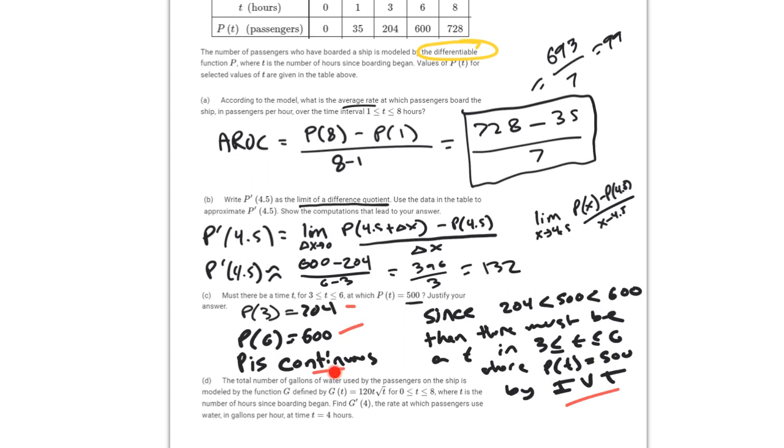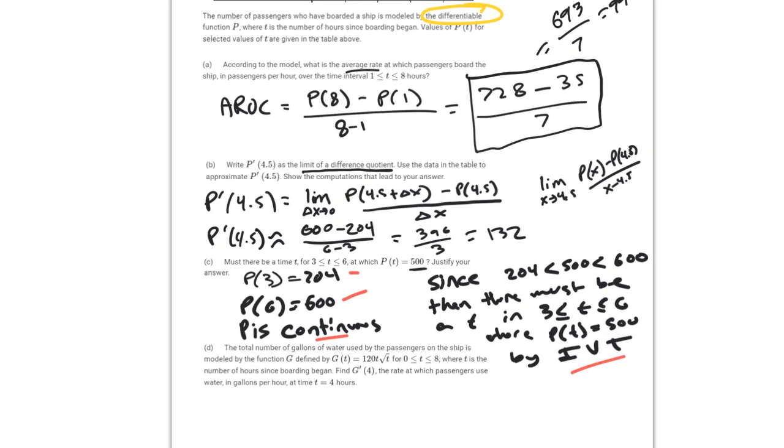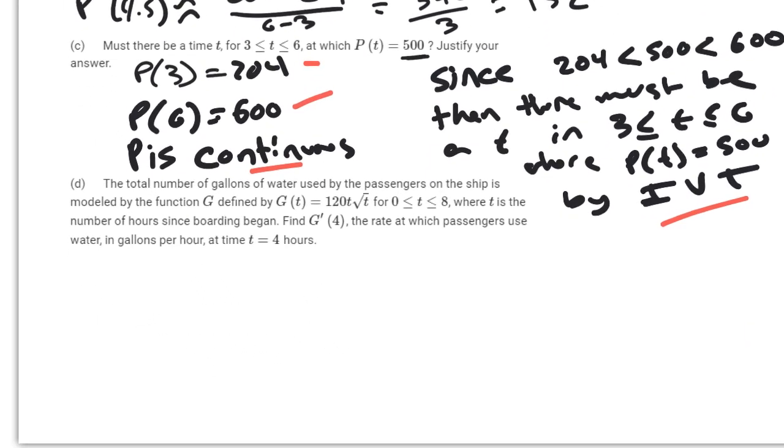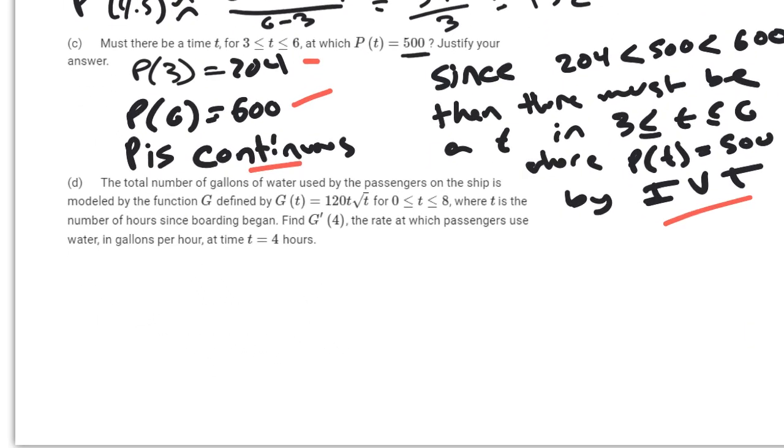Finally, in part D, the total number of gallons of water used by the passengers on the ship is modeled by G, and find G prime of 4. So this looks like just finding a derivative. They gave us the function G, and they want us to find G prime of 4, so they're testing our derivative use. So you've got a couple ways to do this, but I see product rule here.